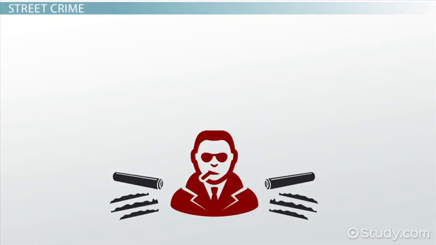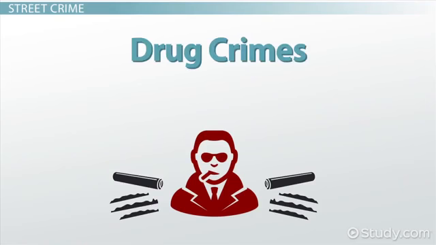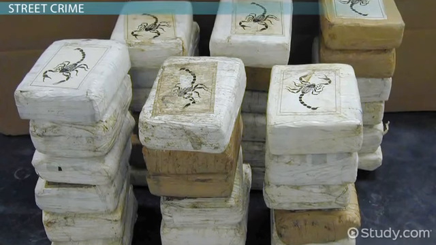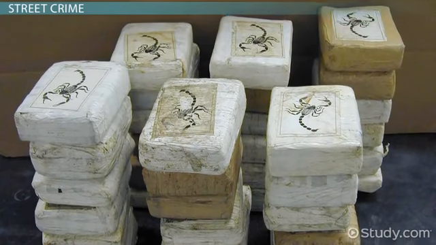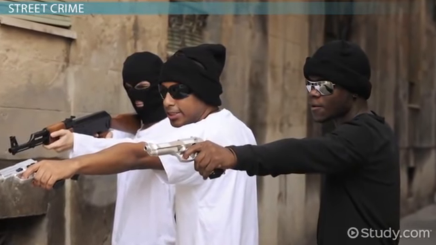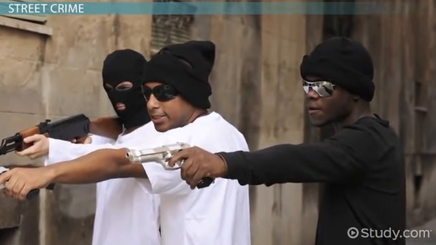Other types of street crime include drug crimes, which are all crimes involving the manufacturing, possession, use, or sale of illegal substances. Drug manufacturing and trafficking are popular activities of street gangs. Gang activity often involves property crimes and personal crimes.